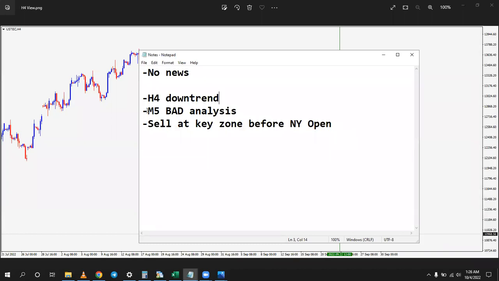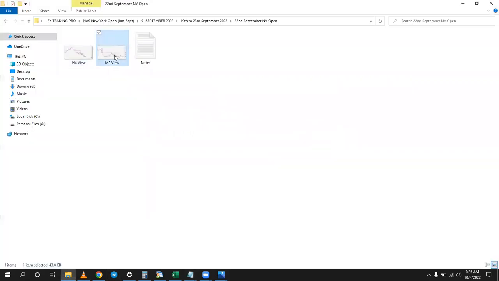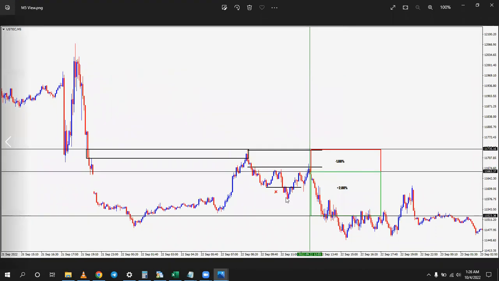And M5 presented to us the bad analysis. So let me see that. Yeah, so as you can see, we had the breaker, approaching price, and then right towards the New York open price kept on dropping down.